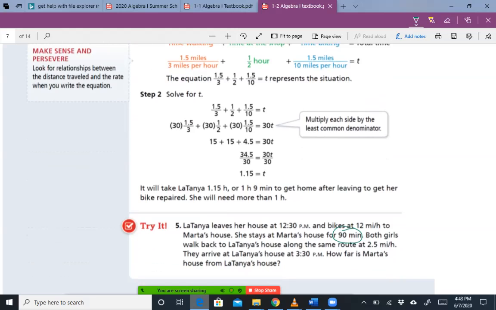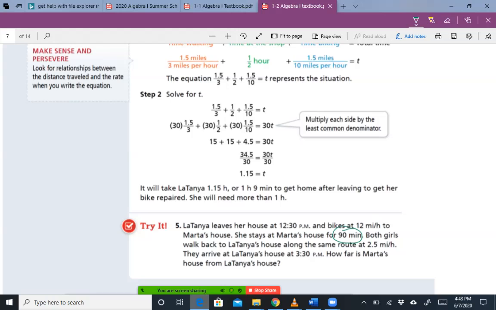Okay, she bikes it, same thing. Leaves at 12:30, bikes at 12 miles an hour to Martha's house. She stays at Martha's house for 90 minutes. Both girls walk back to Latanya's house along the same route at 2.5 miles an hour. They arrive at 3:30. How far is Martha's house from Latanya's house?